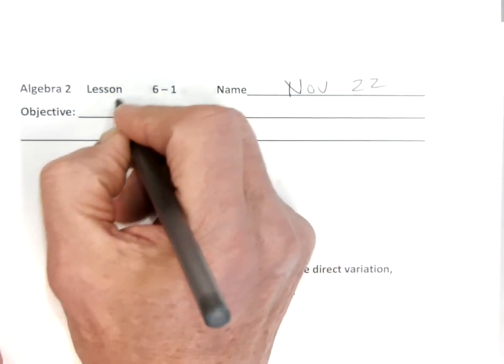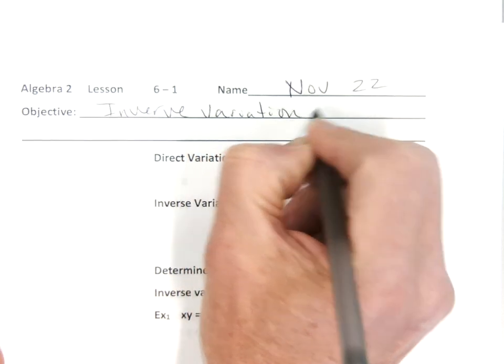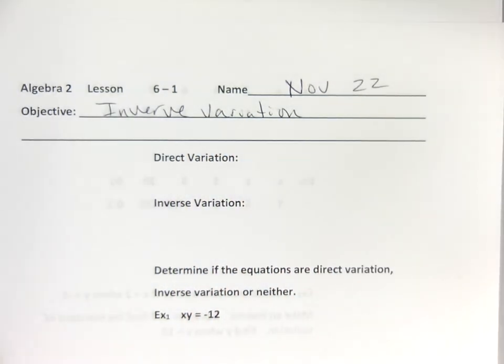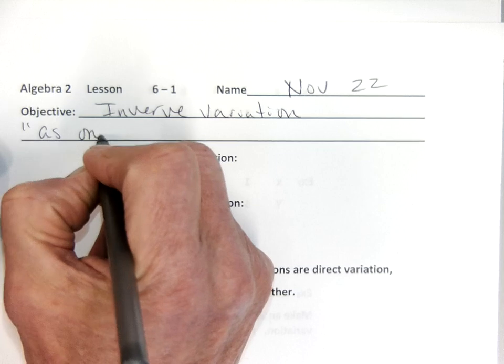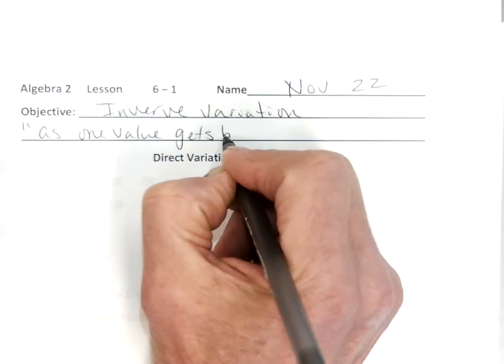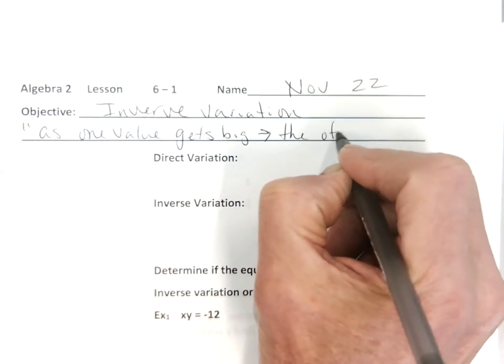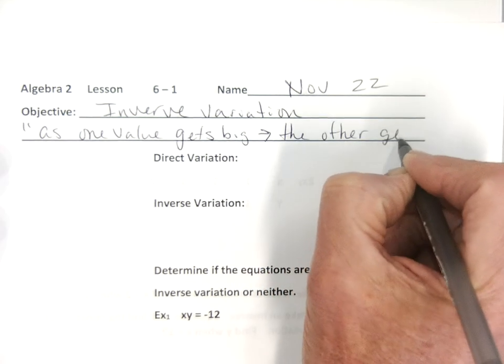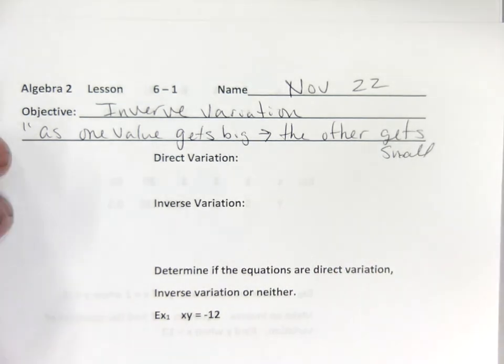We want to talk about inverse variation. So our graph that we just looked at is an inverse variation. It's like this: as one value gets big, the other gets small. Okay, all right, write that down.